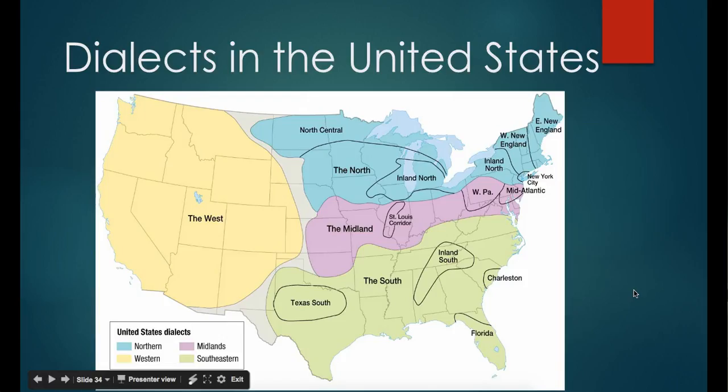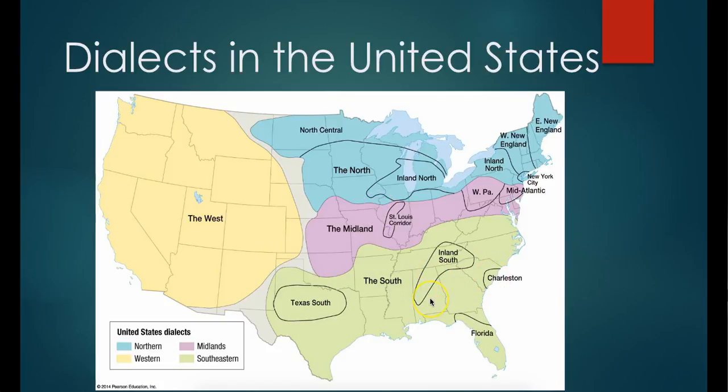We have a real quick map of the dialects in the United States. These are nothing where you need to exactly know the different terms. Just know you still have that northern accent, the Midland accent, the southern accent, and then within these dialects, if you will, you have other specific accents that sound a little bit different.